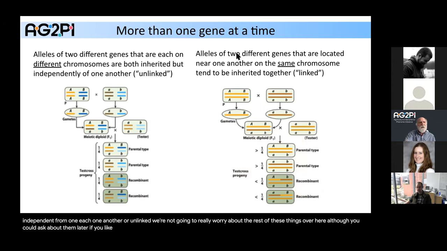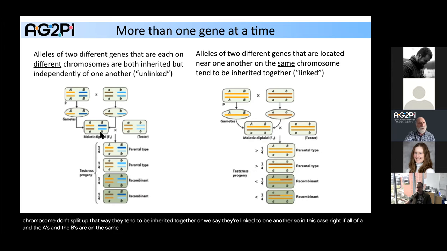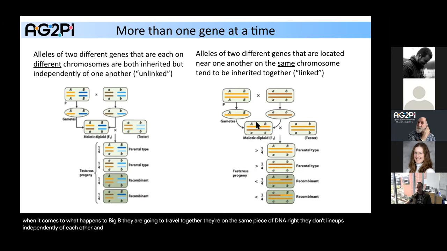It turns out that alleles of two different genes that are located near one another on the same chromosome don't split up that way. They tend to be inherited together, or we say they're linked to one another. So in this case, right, if the A's and the B's are on the same chromosome, unlike they were over here, then what happens to big A is actually going to matter when it comes to what happens to big B. They are going to travel together. They're on the same piece of DNA, right? They don't line up independently of each other, and they don't separate independently of each other. So we call these things linked.